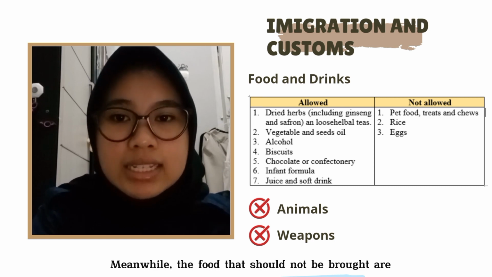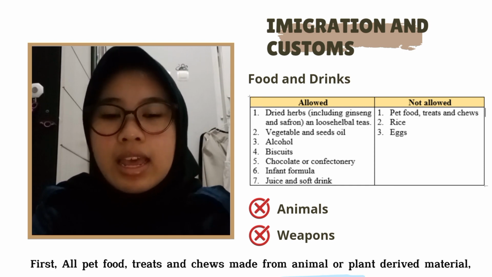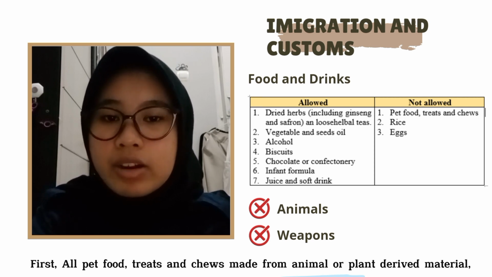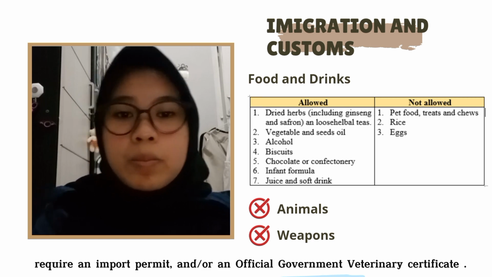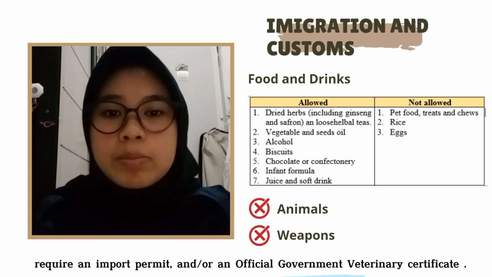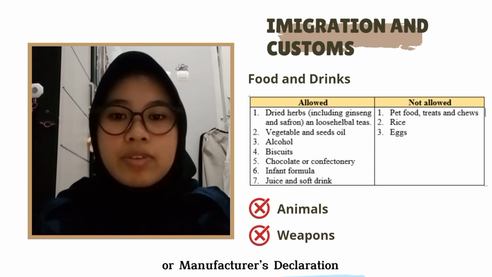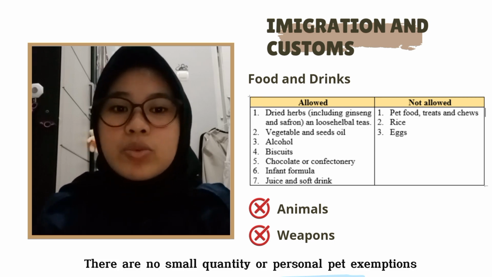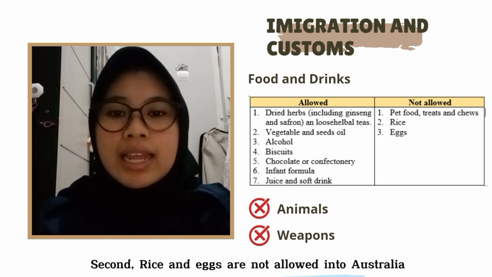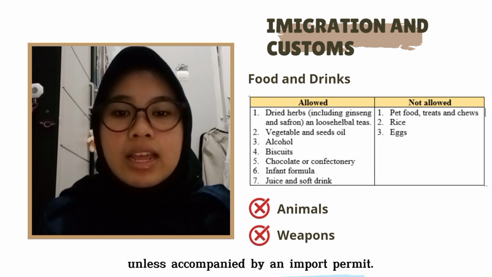not be brought are: first, all pet food, treats, and juice made from animal or plant derived material require an import permit and or an official government veterinary certificate or manufacturer's declaration. There are no small quantity personal pet exemptions. Second, eggs are not allowed into Australia unless accompanied by an import permit.